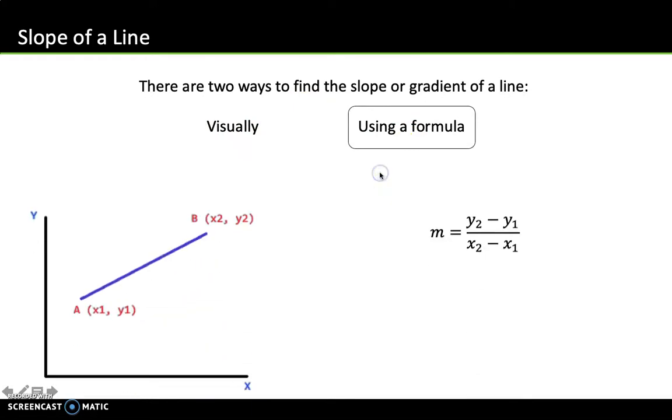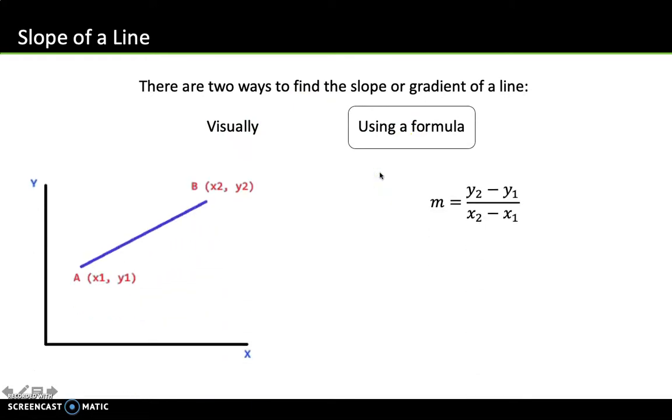Okay, so what I need you to take down is this top line: using a formula, m is equal to y2 minus y1 over x2 minus x1. It's okay about the graph. I don't need you to take the graph down. What's important is this formula here. So again, you don't need to memorize this formula. You are told it, and you just need to know how to use it.